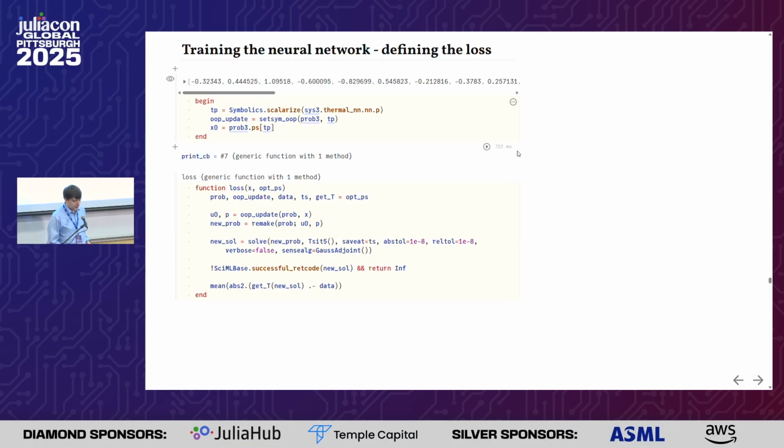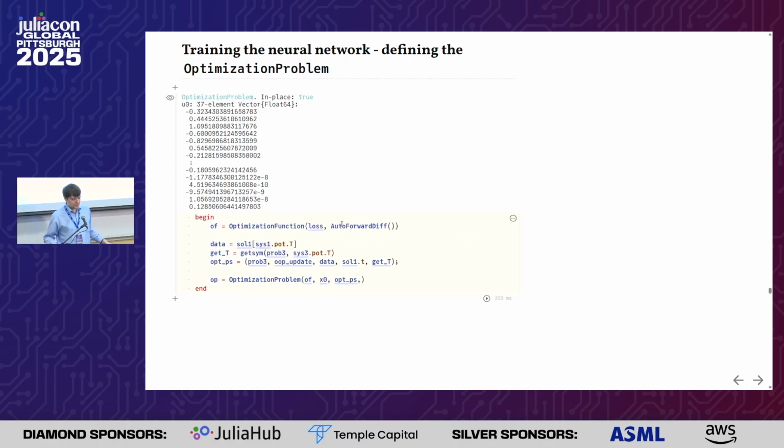Here we are grabbing the neural network parameters, which are just a vector of numbers that we then update the solution for. This is using an optimization problem; I should update this to the nonlinear least squares approach, as was mentioned in the previous talk.